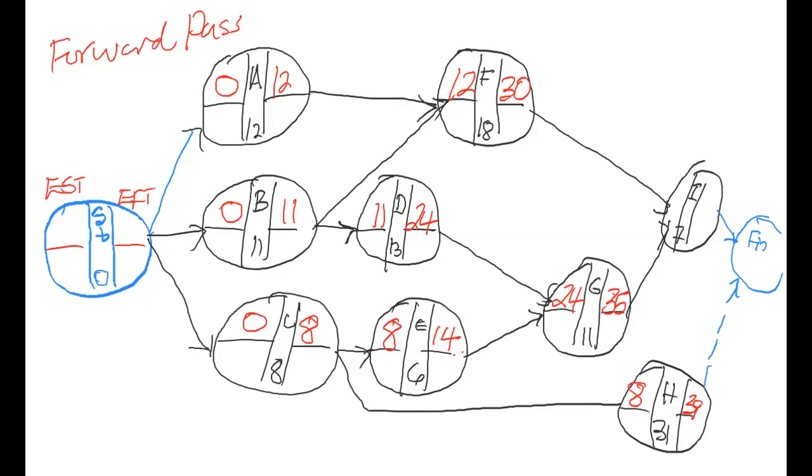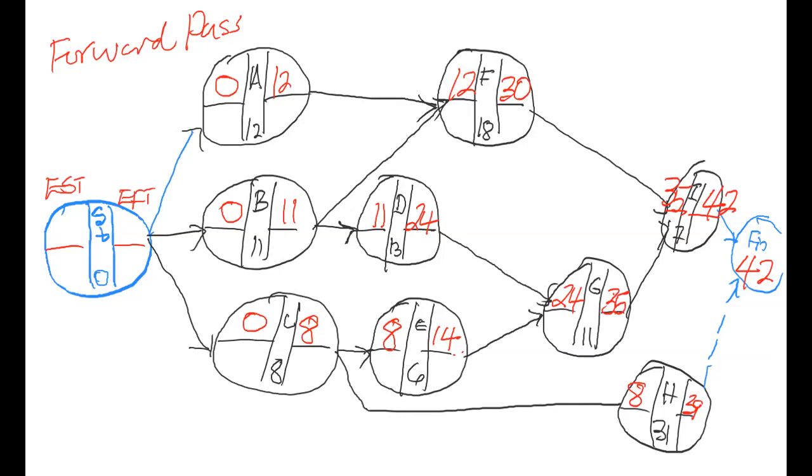So going into I, you have 35 from G and you have 30 from F. Therefore, the early finish time of G will form the early start time of I because it's the maximum between 30 and 35. So 35 plus 7 is 42. So when you go to the finish line, you have 42 coming into the finish from I and 39 coming from H. So again, the maximum of the two will form the early finish. So the early finish time for the project is week 42.